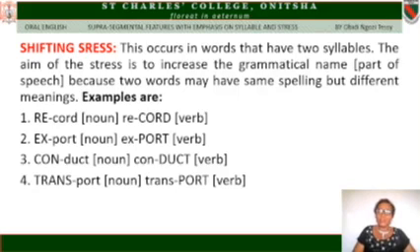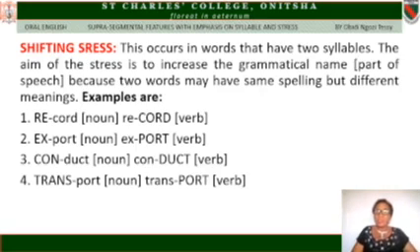So when the stress shifts to the other direction, it gives us another part of speech. Examples are record. You can see the capitalized part of the word. RE, you use the extra force. You say re, then cord. This is a noun. Then when you want to use the verb, you say record. You say record as a verb, please, and record as a noun.